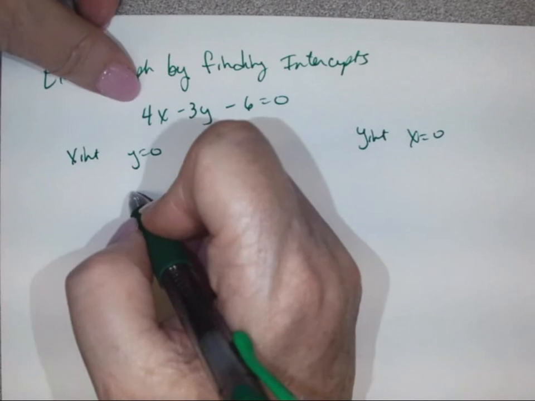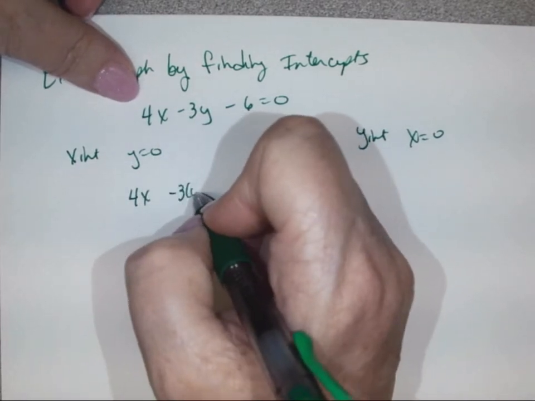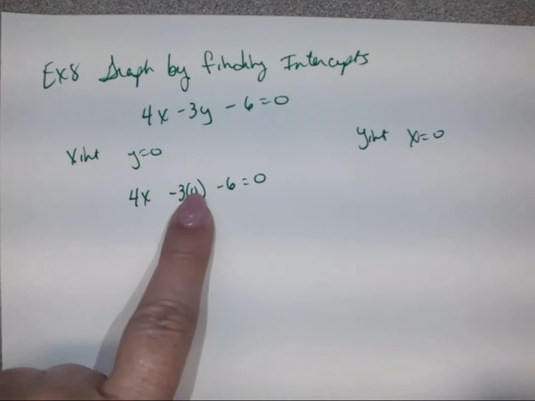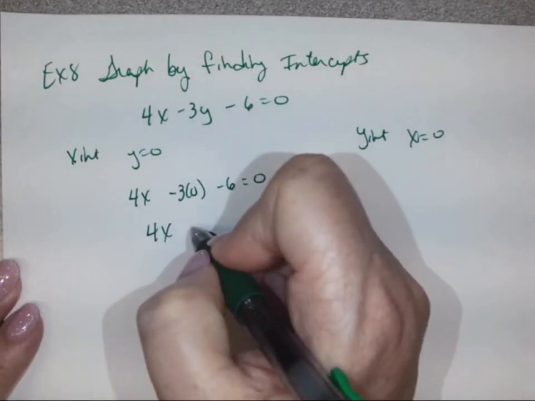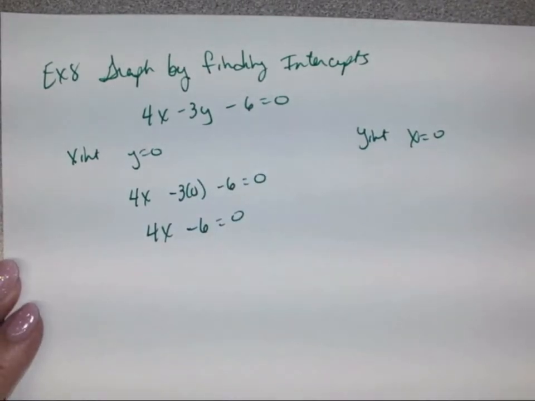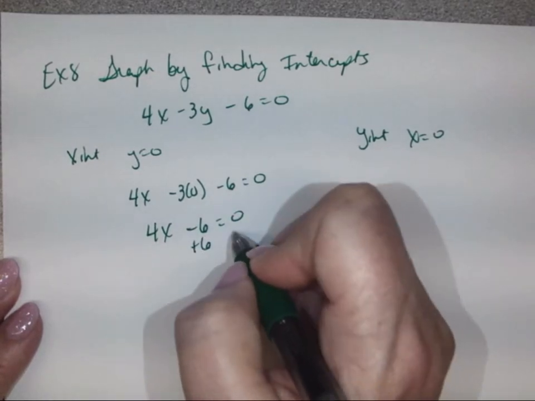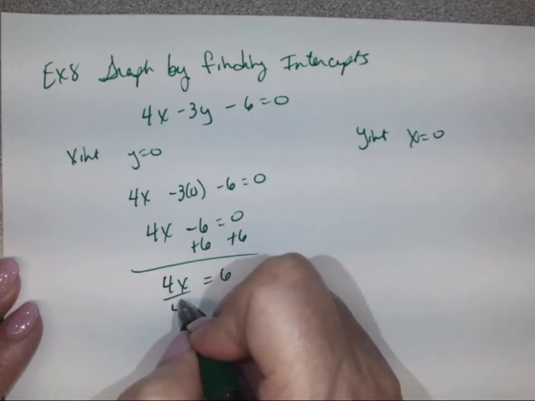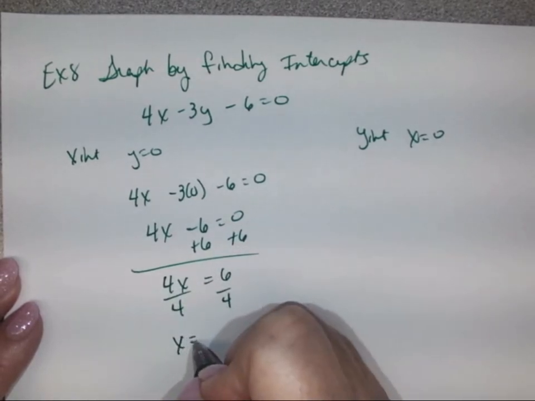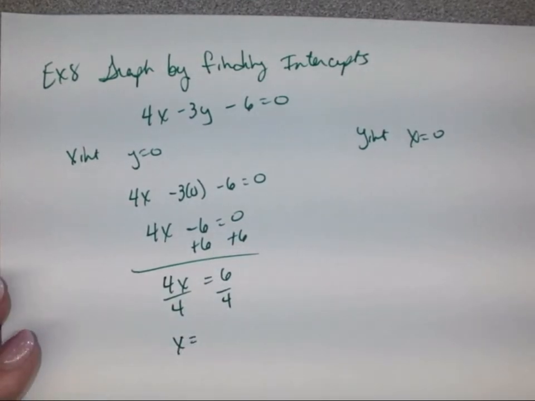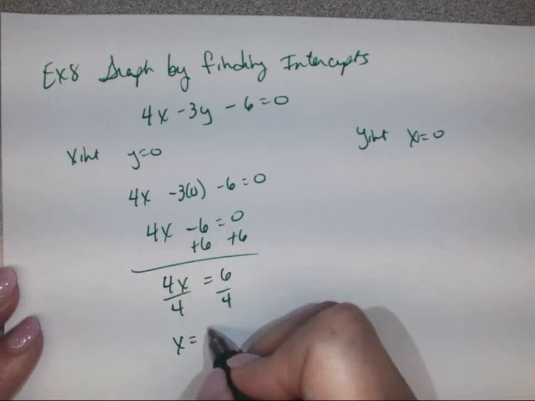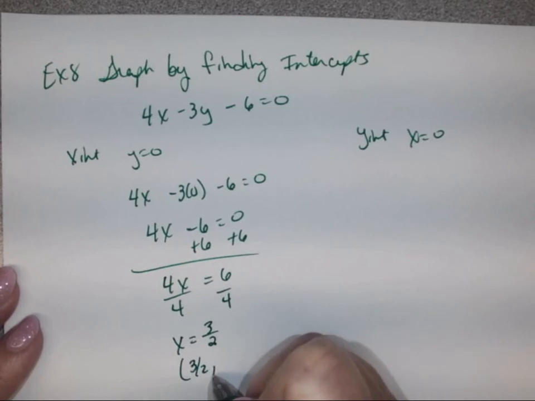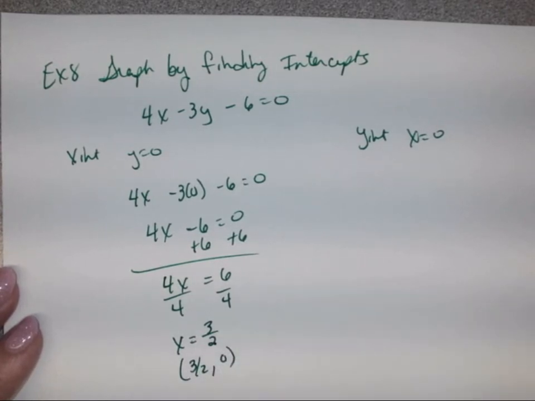So 4x minus 3 times 0 minus 6 equals 0. Well, anything times 0 is 0. So I'll end up with 4x minus 6 equals 0. I'm just solving for x here, so I'm going to move the 6 over. So 4x equals 6, divide by 4, and it will reduce by dividing both parts by 2. So I'll end up with 3 over 2. So my x-intercept is 3 over 2, 0.